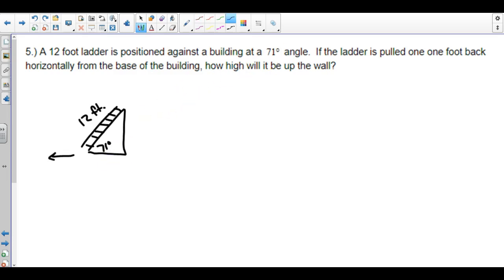So the first thing I'm going to need to do is basically figure out what this bottom distance is. So I'm going to call this value x, and the first thing I'm going to do is say, okay, well, I need my adjacent side over my hypotenuse, so that tells me I'm going to be using cosine here. And I'm going to say cosine 71 equals my adjacent over my hypotenuse. So x is going to come out to 12 times the cosine of 71, and that is 3.91 feet. So that is this side on the bottom.